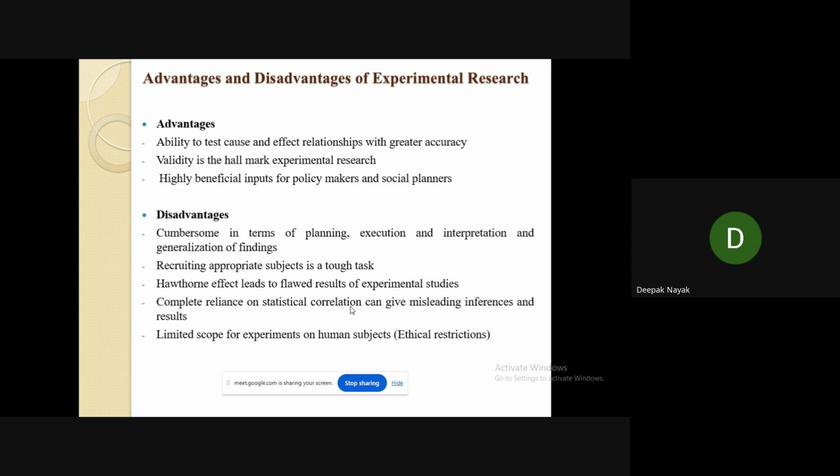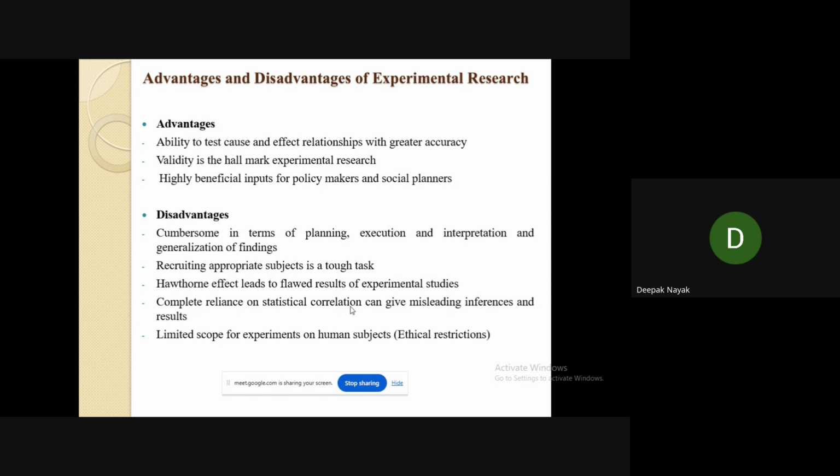Now we have to look at the advantages and disadvantages of experimental research. There are many advantages actually. At this level we cannot go into them very deeply, but as undergraduate students you must know that experimental research has the ability to test cause and effect relationships with greater accuracy. It can accurately test and measure the cause and effect relationship between different variables.